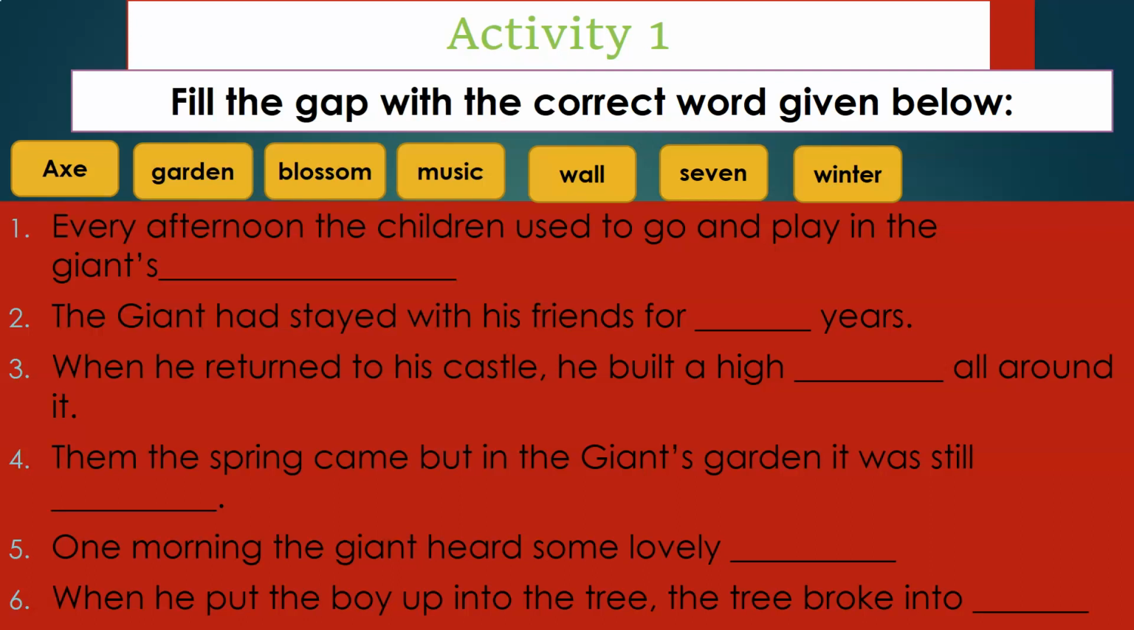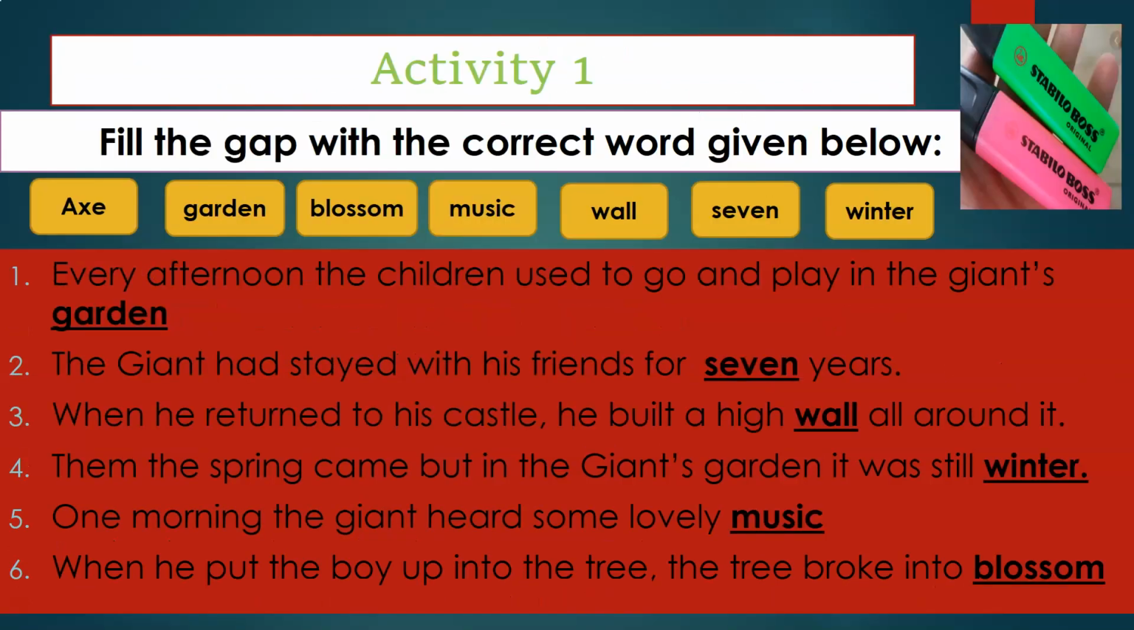Time is up. Now let's reveal the answers. Number 1, garden. Number 2, 7 years. I will read to you again the sentence for number 1. Every afternoon, the children used to go and play in the giant's garden. 7 for number 2. The giant had stayed with his friends for 7 years.